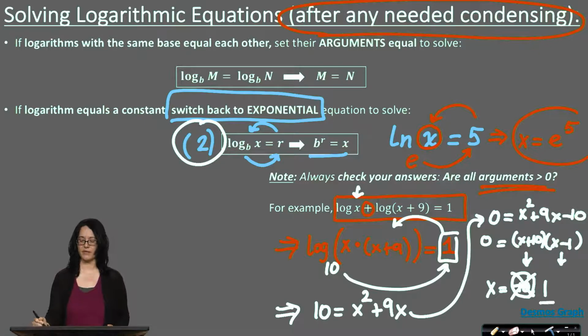1, on the other hand, if you put 1 into this first argument, that's still 1, and that's bigger than 0, which is okay. Similarly, 1 in the second argument would give you 1 plus 9, or 10, in that argument, which is still bigger than 0. So that satisfies the domain of this function. So I would say that my solution would only be 1, and if you wrote a solution set, you would just stick the 1 inside. That would be the only solution for that equation.